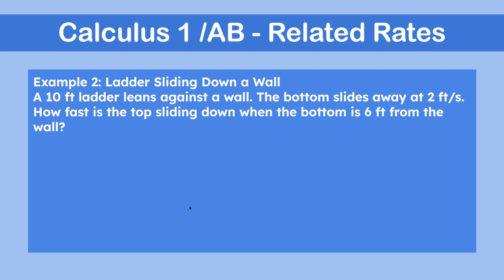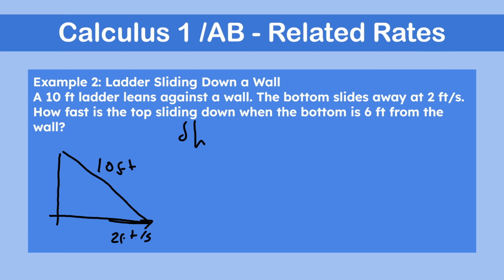Okay, so for this one, we have a ladder that is 10 feet long and is leaning against the wall. So let's say this is 10 feet, and the bottom slides away at a rate of 2 feet per second. We're trying to find how fast the top is sliding down. So let's say the top is height. So we're trying to find the rate of change of the height when the bottom is 6 feet away from the wall. So say b is equal to 6.